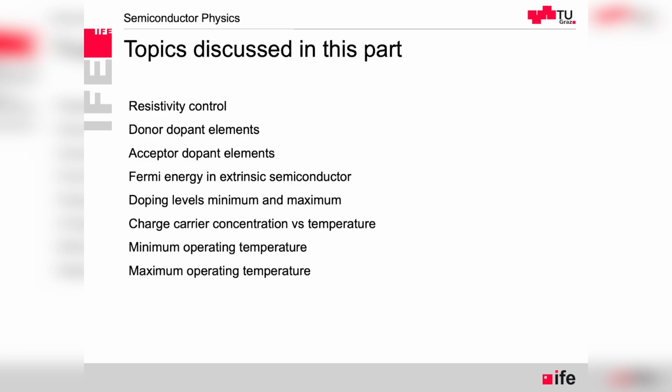Doping levels: what is the minimum and the maximum doping level? Charge carrier concentration versus temperature. We touched on the topic in the previous parts, and now that we have clearly covered what doping is, we will look once again at how the charge carrier concentration changes with temperature. And then, related to that, the minimum and the maximum operating temperature for semiconductor material. Mostly we will focus on silicon, but I will try to give some examples of what other materials are used, especially for some extreme temperature applications.